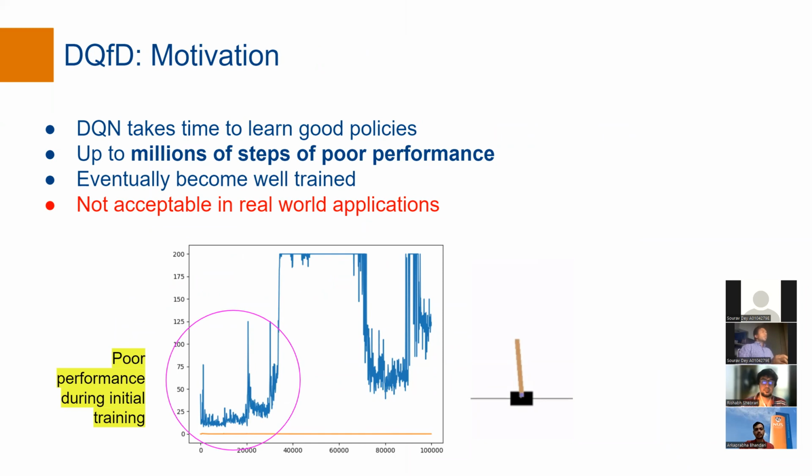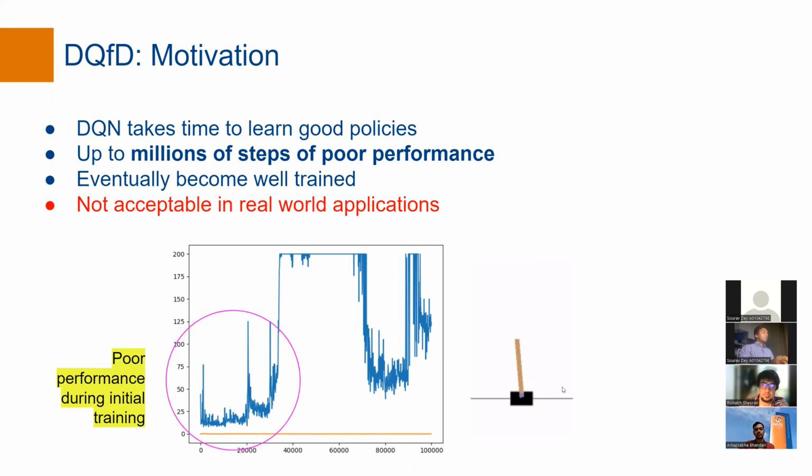In a simulator-based environment, that's okay. But imagine if this is a real-world application, like a self-driving car. In this case, it's clearly not acceptable. So the graph below illustrates this exact point, where you can see poor performance for the first 40,000 or so steps before the reward goes up to 200.